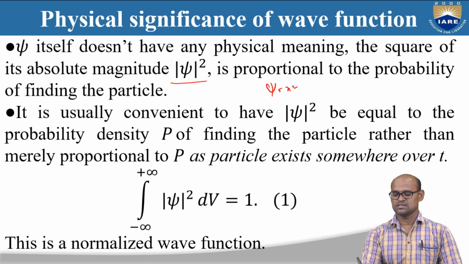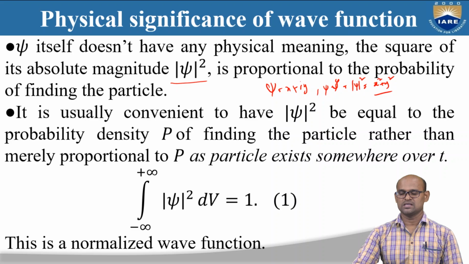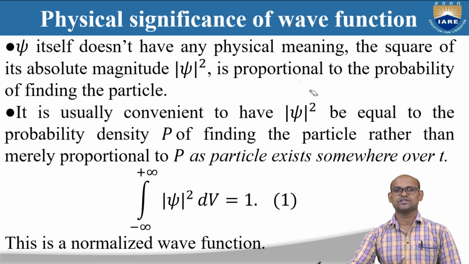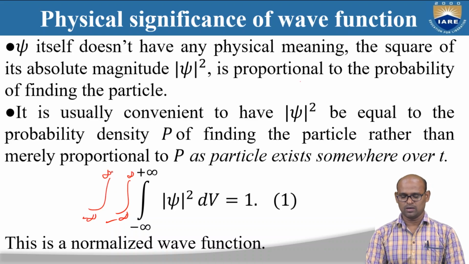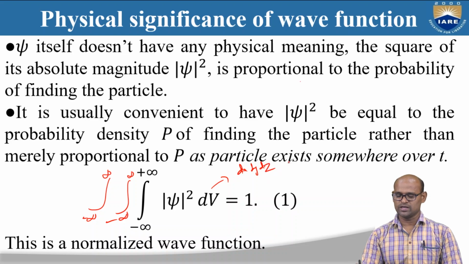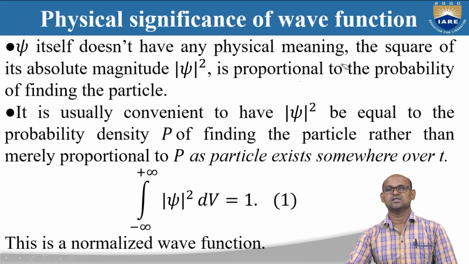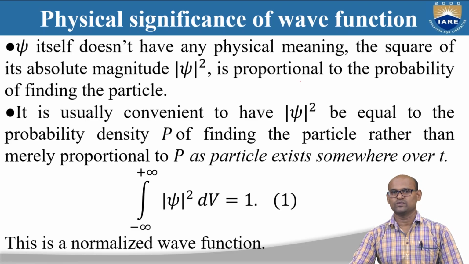If psi is x plus iy, then psi times psi star, which is mod psi square, is x square plus y square, which is real. This mod psi square tells us about the probability of finding the particle. And it satisfies the normalization condition. That means that if you integrate all the probabilities from minus infinity to infinity in three dimensions, the sum of all the probabilities is equal to unity. This is called the normalization condition. So mod psi square has a physical meaning and tells us about the probability of finding the particle, but psi itself has no physical meaning because it is complex.